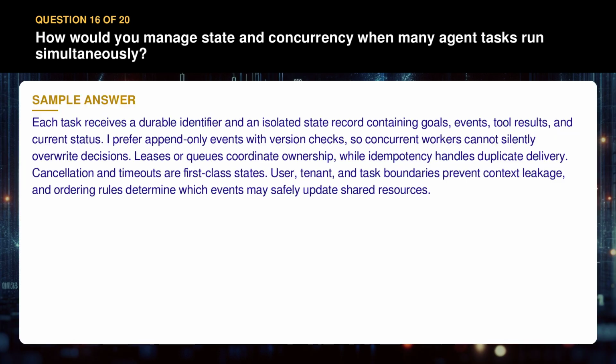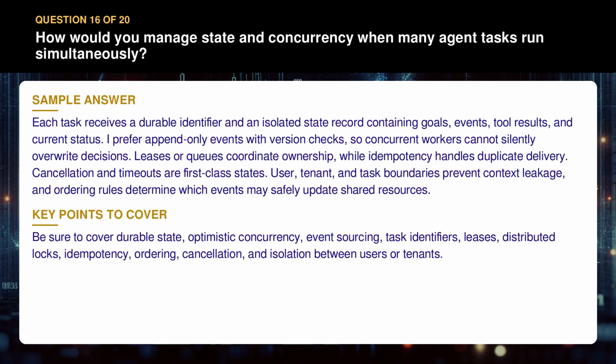Question 16. How would you manage state and concurrency when many agent tasks run simultaneously? Each task receives a durable identifier and an isolated state record containing goals, events, tool results, and current status. I prefer append-only events with version checks, so concurrent workers cannot silently override decisions. Leases or queues coordinate ownership, while idempotency handles duplicate delivery. Cancellation and timeouts are first-class states. User, tenant, and task boundaries prevent context leakage, and ordering rules determine which events may safely update shared resources.